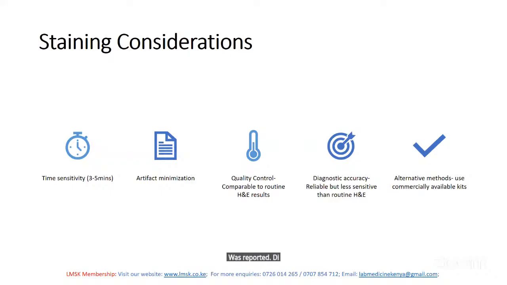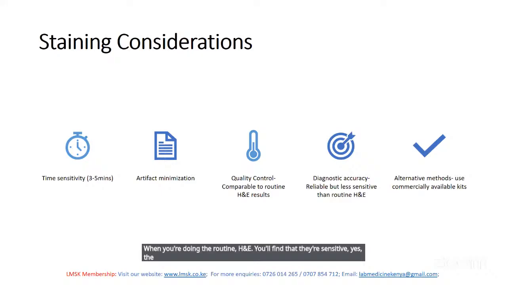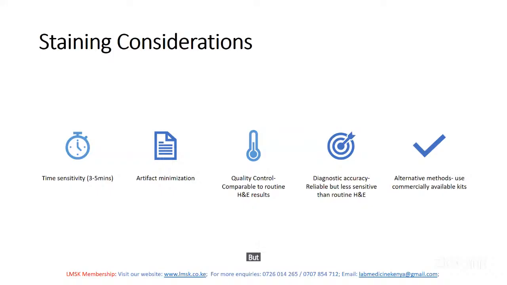Diagnostic accuracy. Frozen sections are reliable, but less sensitive than the routine H&E. When you're doing the routine H&E, you'll find that it's more sensitive. The sensitivity for frozen sections is about 90%, specificity is about 95%, but they're less sensitive than the routine H&E.